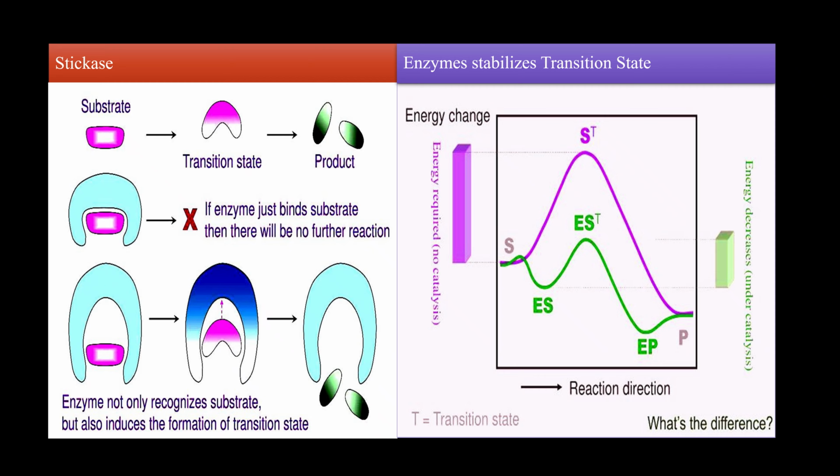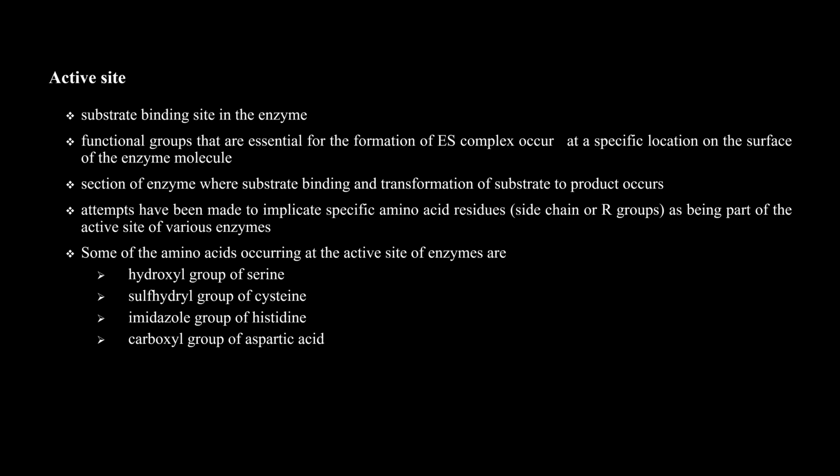Energy change. For ES to EP, the higher energy barrier directs the reaction. The transition state and the difference. Active site: a substrate binds at the site in the enzyme. The formation of the ES complex occurs at a specific location on the surface of the enzyme molecule. After binding, the transformation of substrate to product occurs.